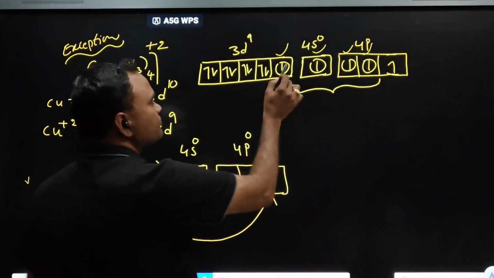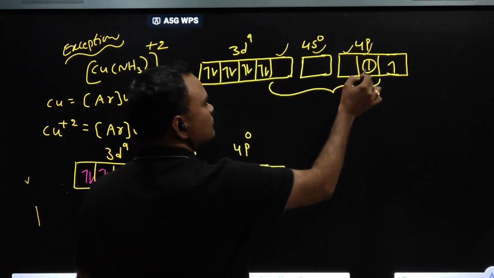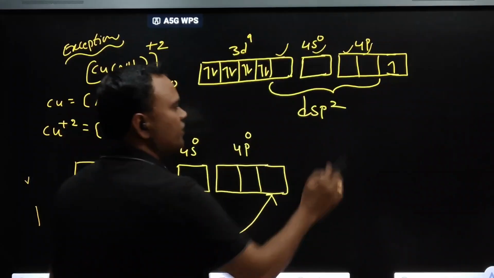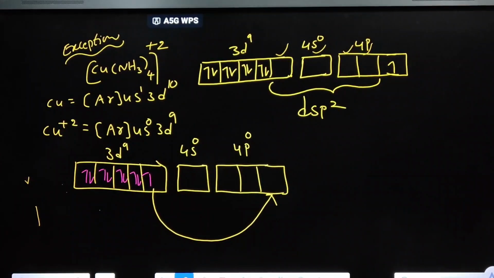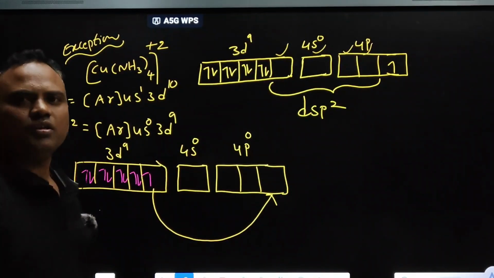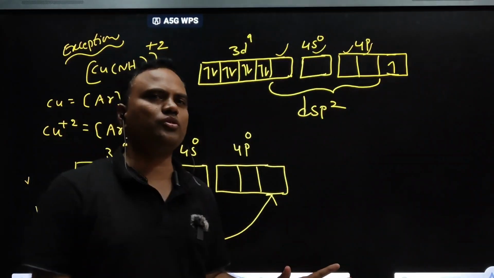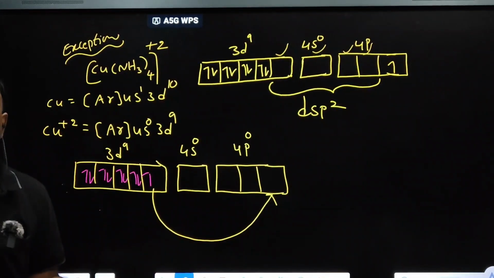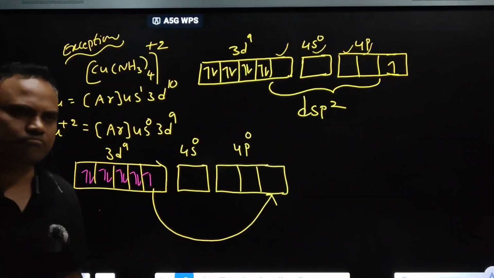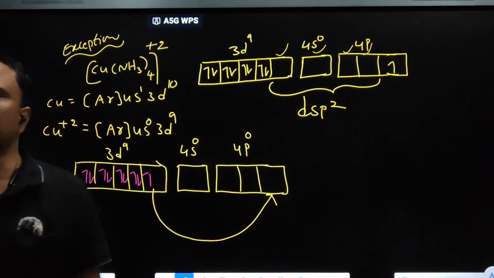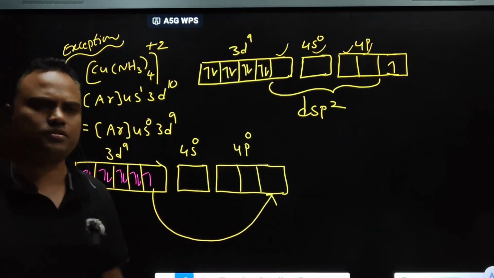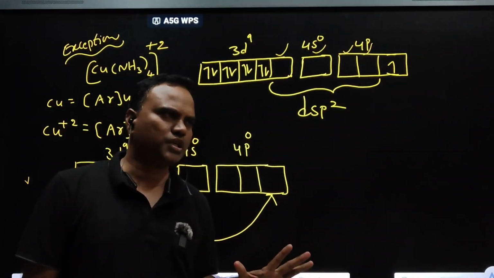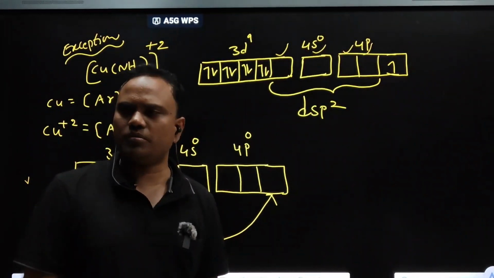dsp2. Hybridization is dsp2. Very, very important. dsp2 hybridization for Cu(NH3)4. For NEET students, this is optional. Optional means it's your interest. If you have good memory, then you can remember. Otherwise, go through the first 2 examples. But my suggestion, it is an exceptional case only, so better to remember.